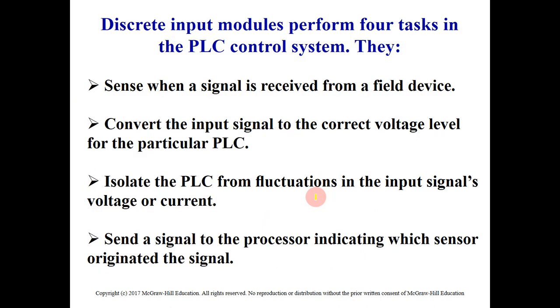So we can see the discrete input modules here perform 4 main tasks. Okay, these are the 4 main tasks carried out by the discrete input modules, or analog input modules later on. The first is to sense when the signal is received from the field device. When we say field devices, that means either sensors or switches. Then convert the input signal to the correct voltage level for the particular PLC.